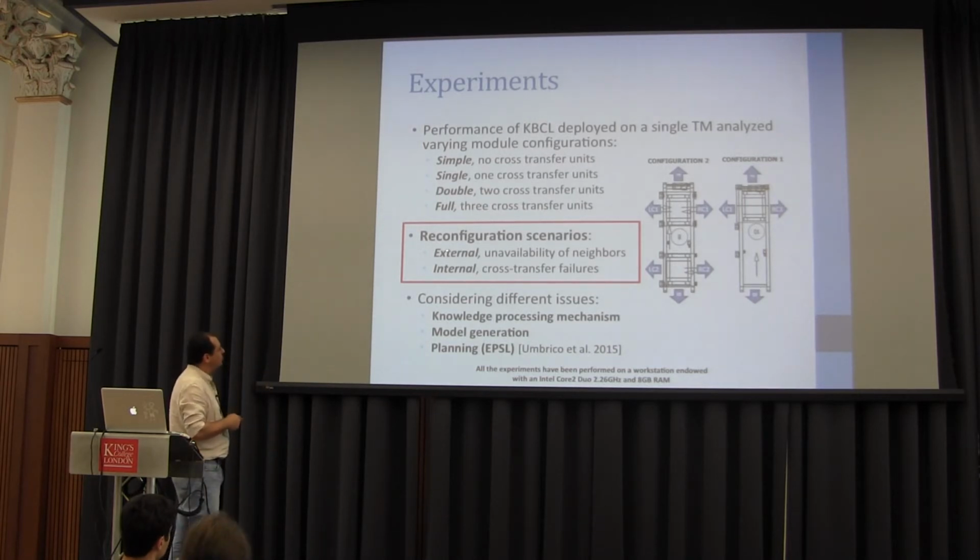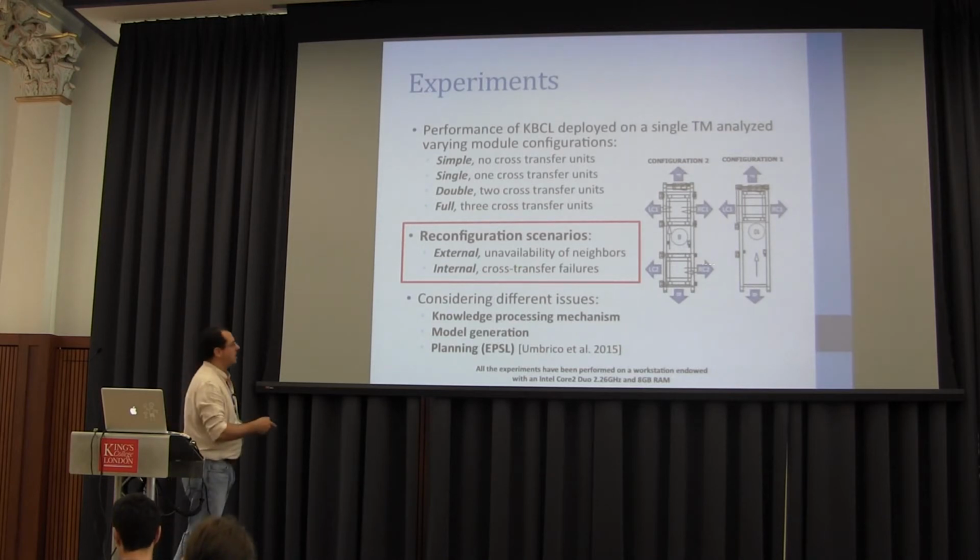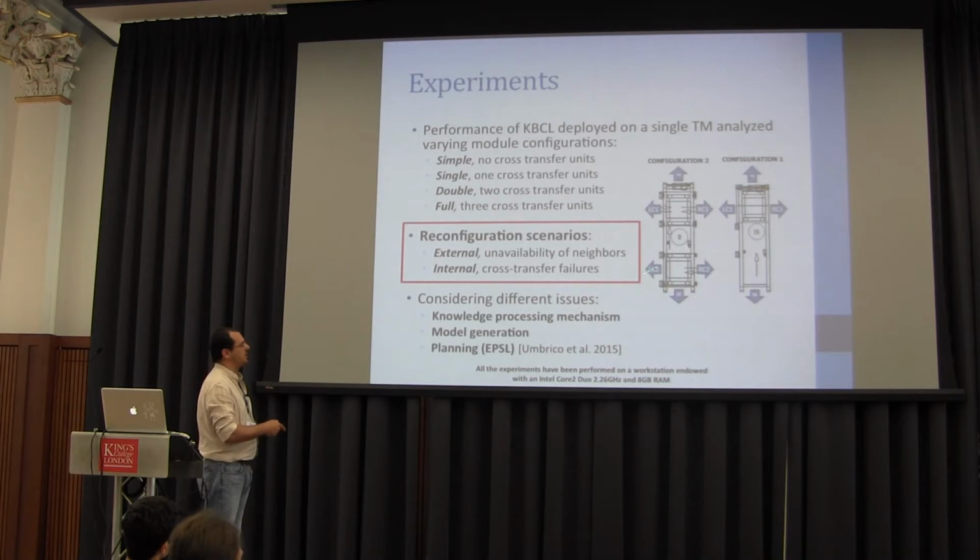We envisage two dynamic reconfiguration scenarios. The first is reconfiguration events that are external, for instance the temporary unavailability of one of the neighbors. The lack of one neighbor means that the transportation module is of course not able to transfer pallets to the neighbor it was able to before. The second is an internal reconfiguration scenario, in which we consider cross-transfer failures, so the failure of one of the cross-transfers, reducing the number of functionalities that can actually be implemented.